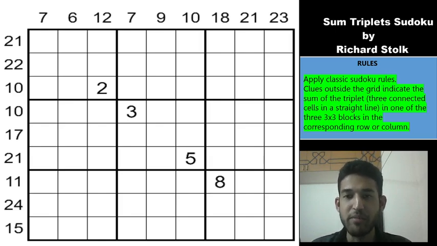Today's video will be on a Sum Triplet Sudoku created by Richard Stolk. Richard is one of the best Sudoku authors, and this Sudoku has been taken from his famous Sudoku Variant Series. This series has been running for a long time, and the Sudoku that we are seeing today is part of this famous series.